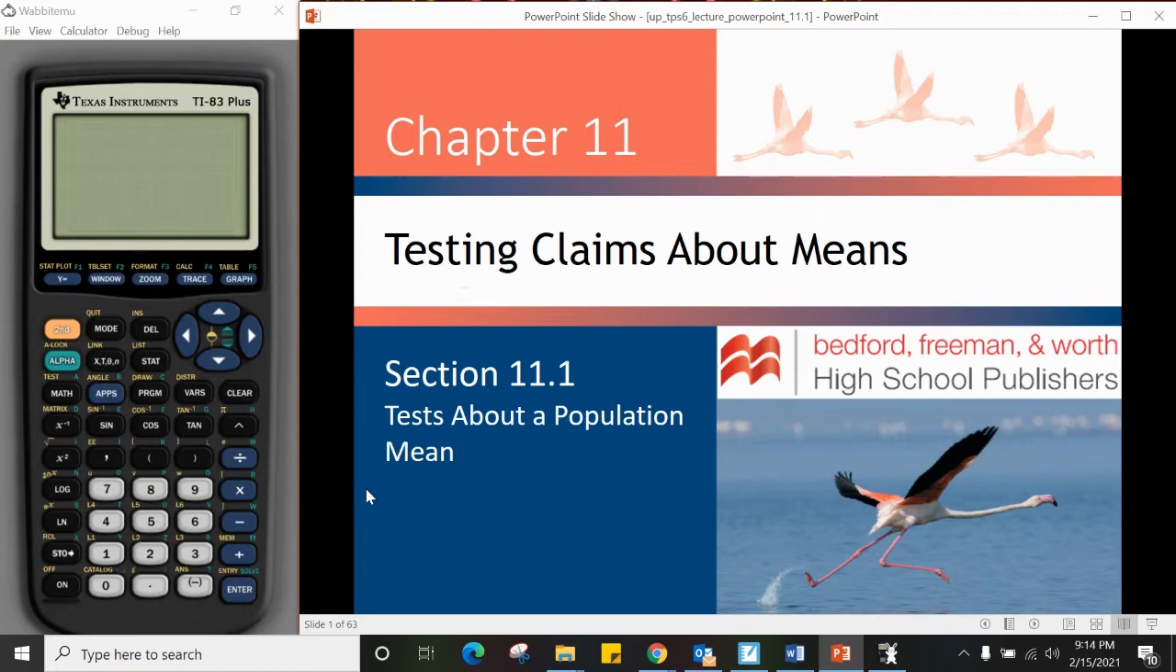As in the last chapter, chapter 10, we were doing confidence intervals for a mean, a lot like chapter 8. Chapter 11 will be like chapter 9 in significance testing, but instead of about a proportion, it will be about a mean.